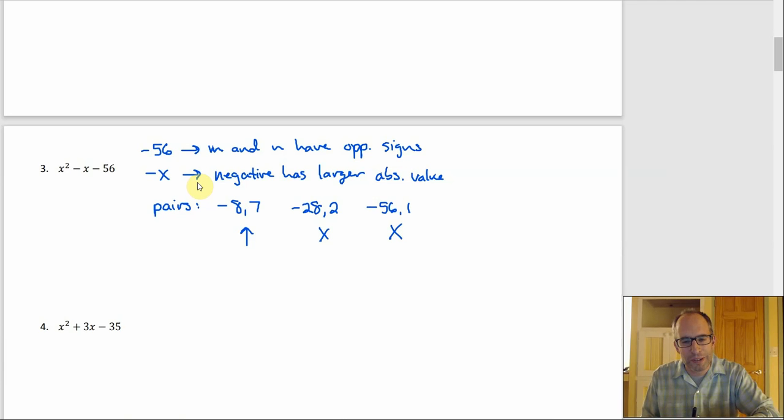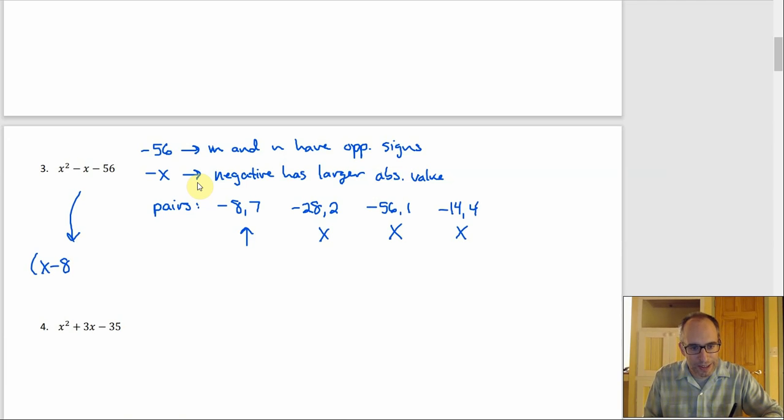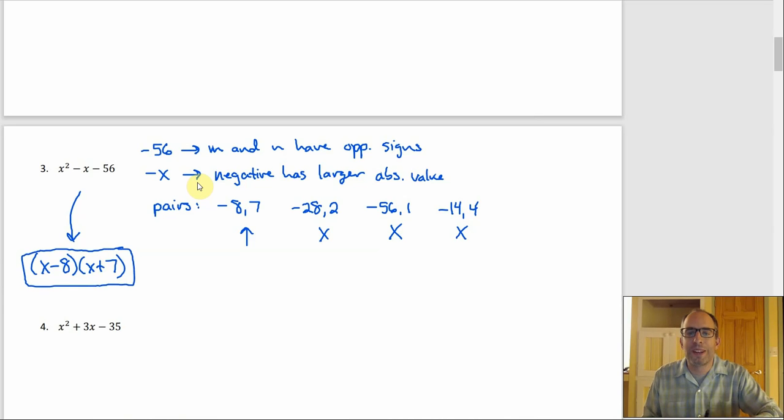Is there anything else that even multiplies out? Oh yeah, negative 14 and 4. That doesn't work, right? That's negative 10. So yeah, you want this, the negative 8 and the positive 7, right? So then we're going to factor this out, and we'd say x minus 8 times x plus 7. And there we go.